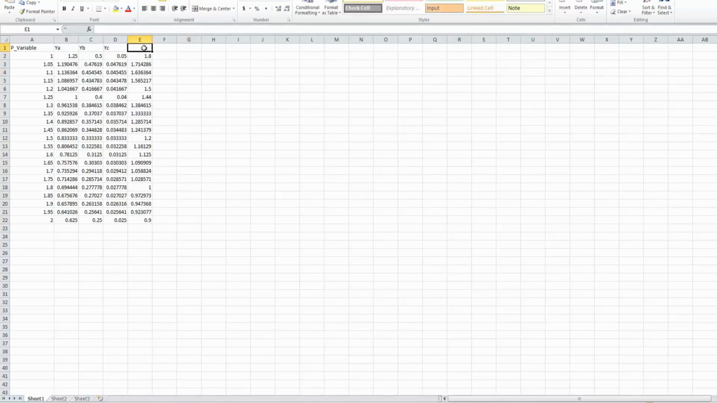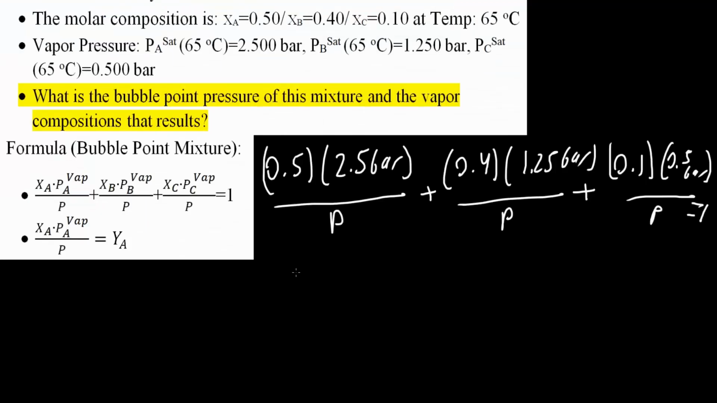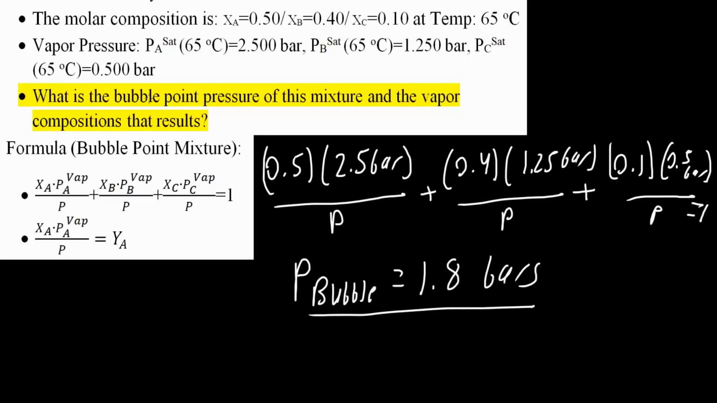Wait, let me go back. This is sum. So we need to see where does the sum equal 1? And it equals 1 right here when P is 1.8. So our P bubble will be 1.8 bars. We're looking for what is the bubble point pressure of the mixture, which we just solved.